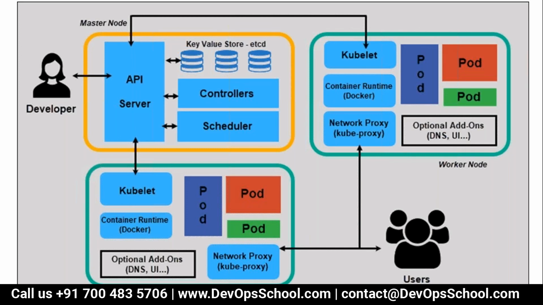So the end user will talk to the IP address and network proxy through that. Load balancers and all will come into the picture a little bit later, but they communicate to the pod through the network proxy. You see that network proxy, Kube proxy, and Kube proxy will send the request to the pod. That is how the communication happens.